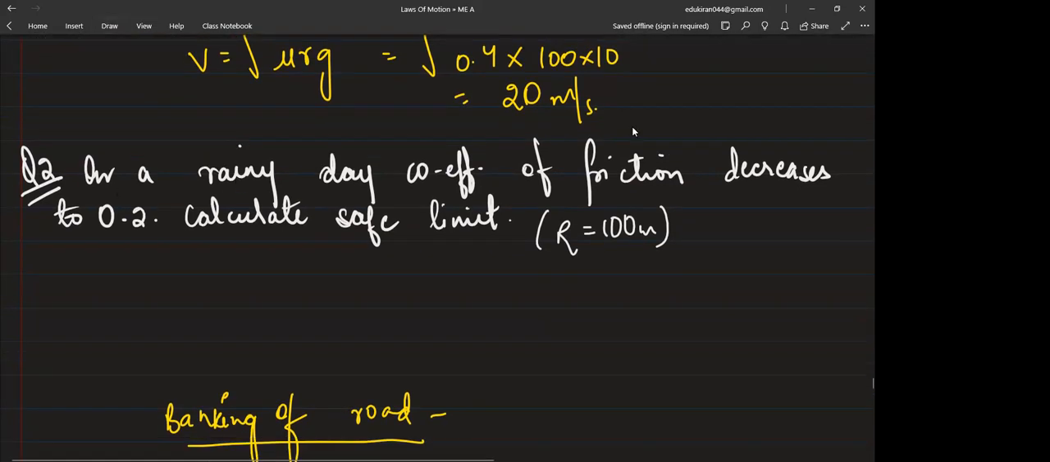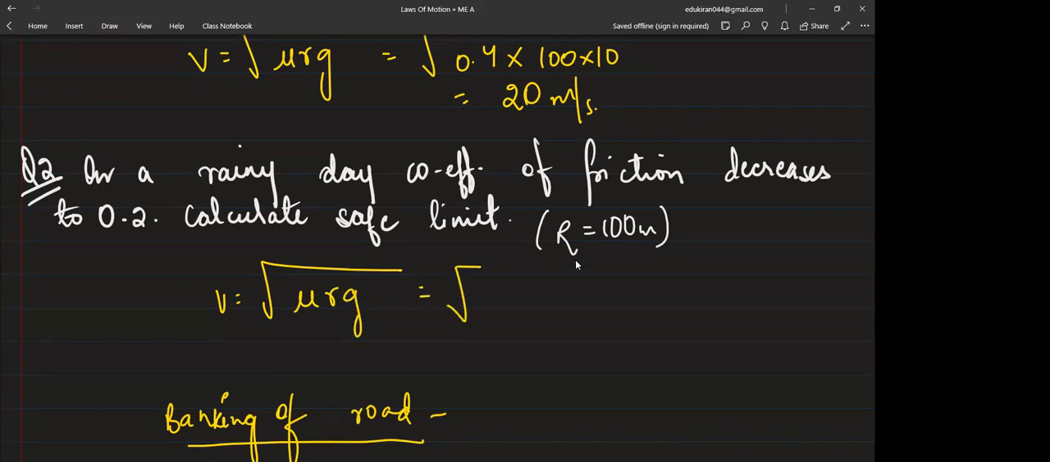See, class, on a rainy day, the coefficient of friction decreases to 0.2. You have to calculate the same safe limit. Again, the same thing, the square root of mu r g. So mu is 0.2, r is 100, g is 10. So this is again 200, and the speed is almost 14 meter per second, a little more than 14, 14.2, I think. So yes, that is right.